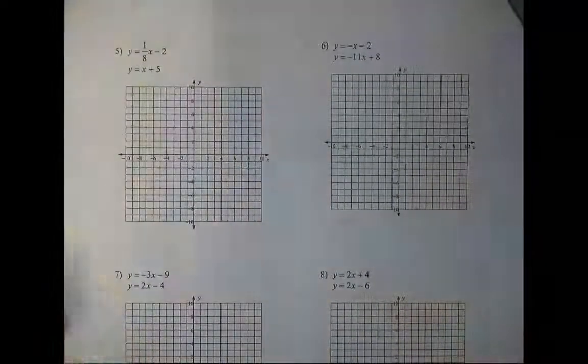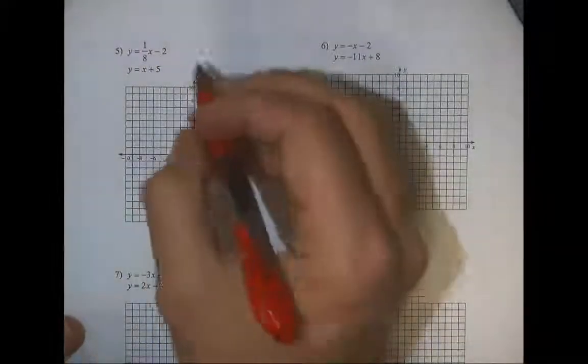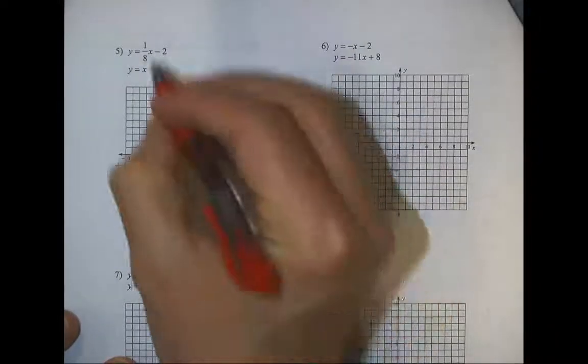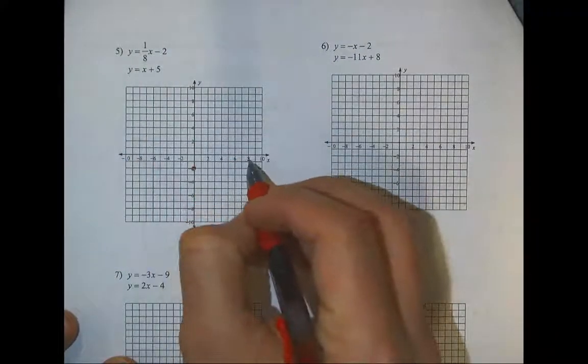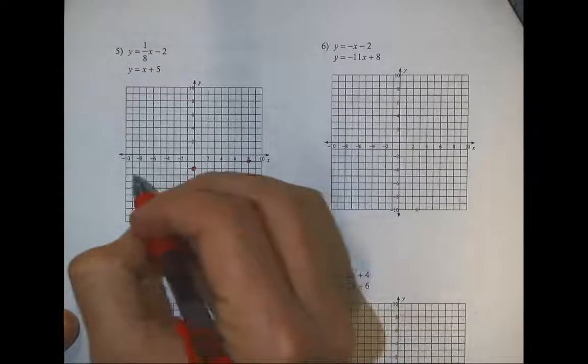All right, next one here. Same idea, nothing new. We're starting at -2. We're going up 1 over 8. Going the other direction, down 1 over 8.